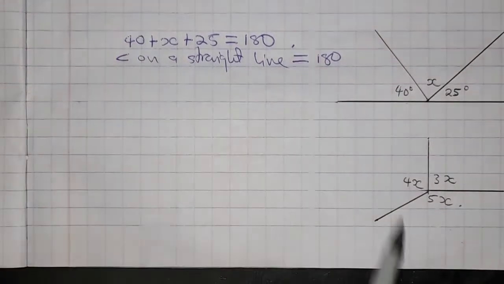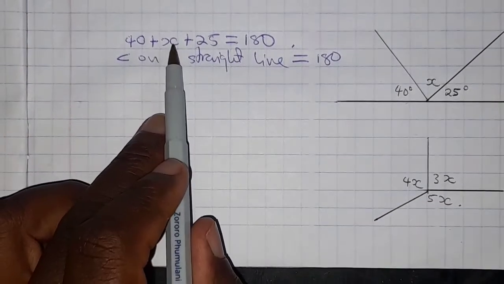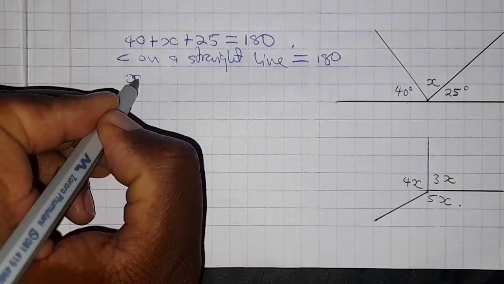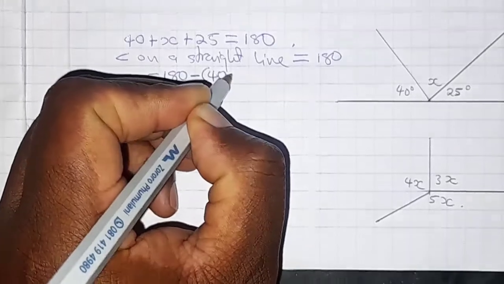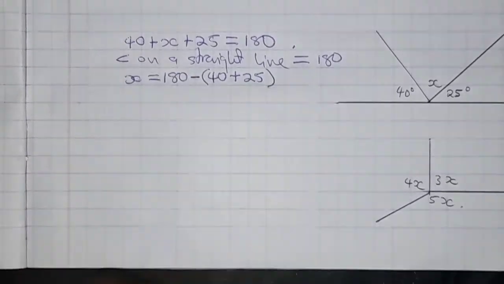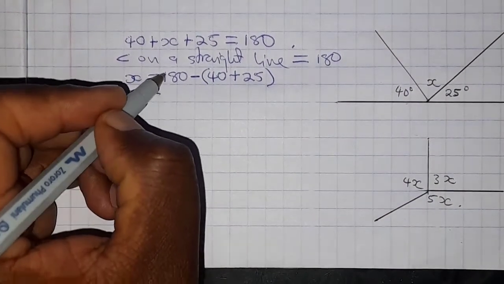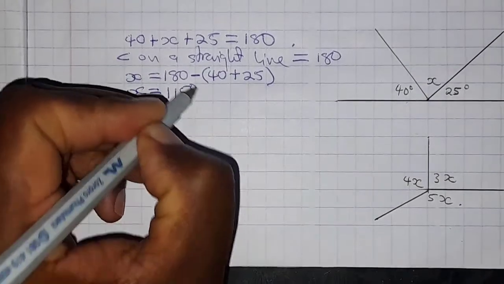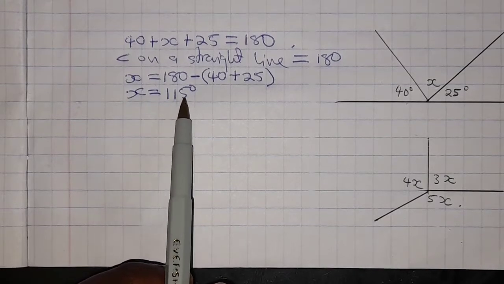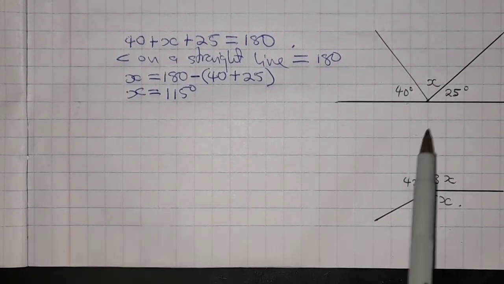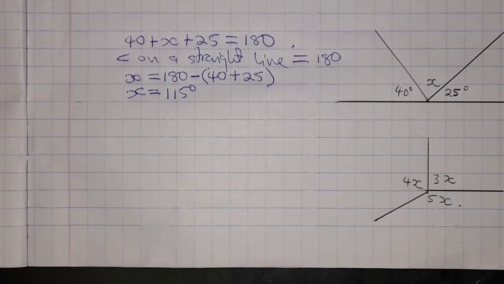So we solve this equation now for x. We take 40 and 25 to the other side so as to isolate x. So we have x is equal to 180 minus the sum of 40 and 25. So your x then is equal to 115 degrees. Okay, so x is equal to 115 degrees, and angles which add up to 180 degrees, we call them supplementary angles.